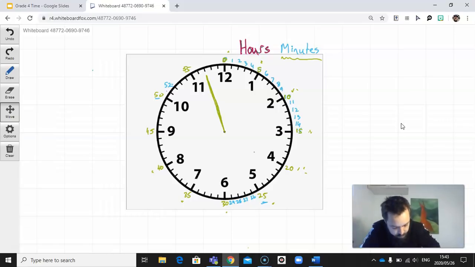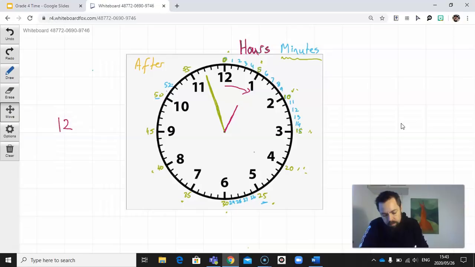And my hour will point there. Okay, so starting with the hour, it's after 12, but it hasn't reached 1 yet. So my hour starts with 12. Okay, let's say this is afternoon. So it's 12. And my minute hand is pointing all the way up there. Well, I'm not going to count all the way around. I'm going to notice that this is 55 here, so 56, 57. And then I can say that it's 12:57 and it's in the afternoon, so that's PM.